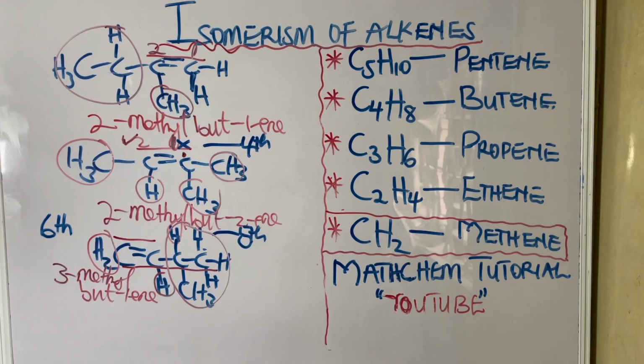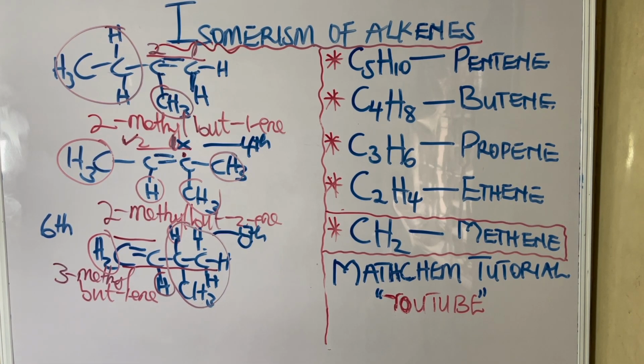That's the 6th isomer. So no cis, no trans. And this name is 3-methylbut-1-ene. So now let's move to the next compound. Now look at me.